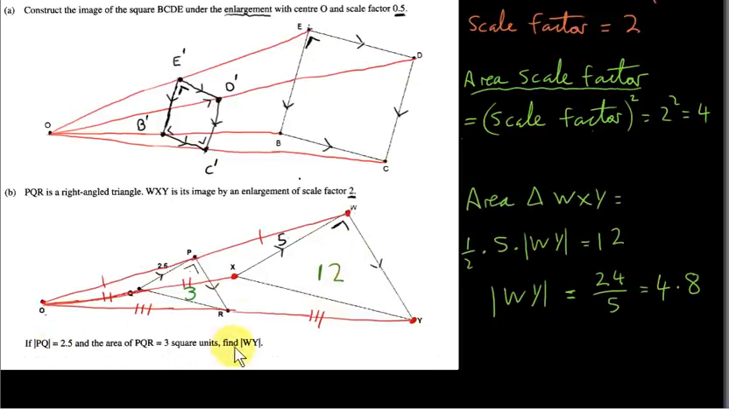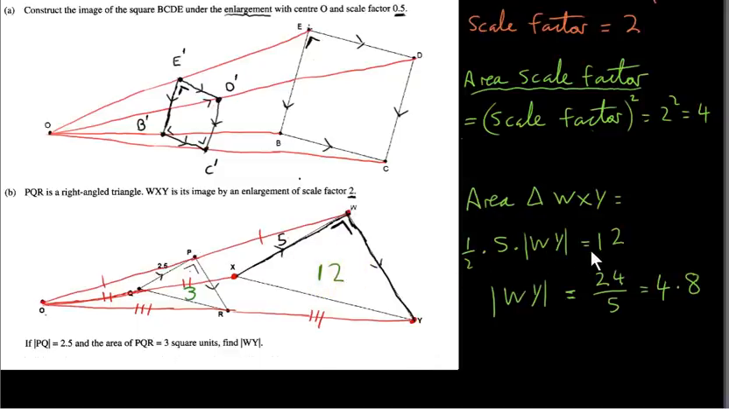Now, in the next question, we want to find the length of WY. We want to find this length here. Well, the area of triangle WXY is half base by height. So if we take this as base, as I explained earlier, the perpendicular height happens to be one of the sides of this right angle triangle. So half the base by the height equals 12. So a half times 5 times the length of WY is 12.